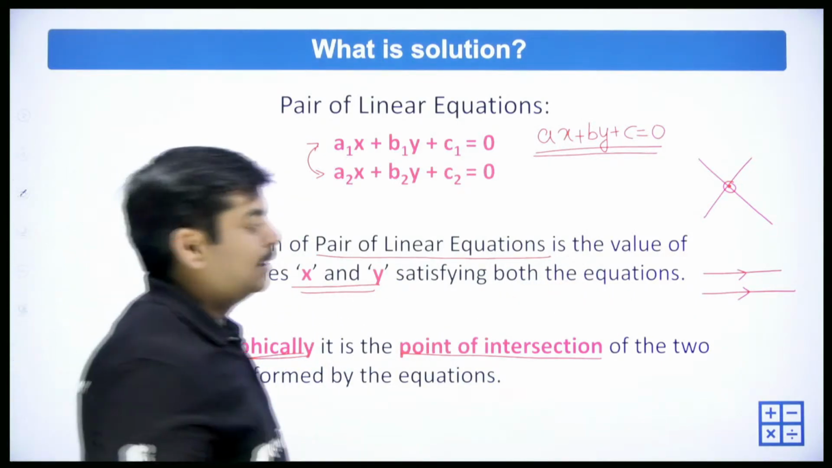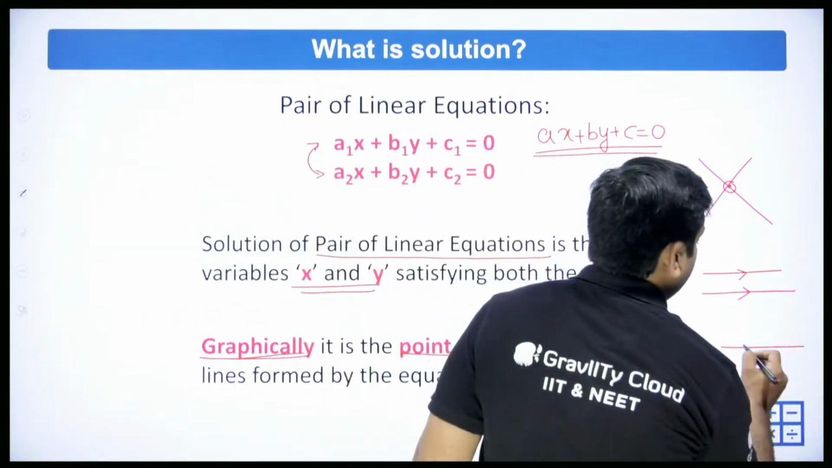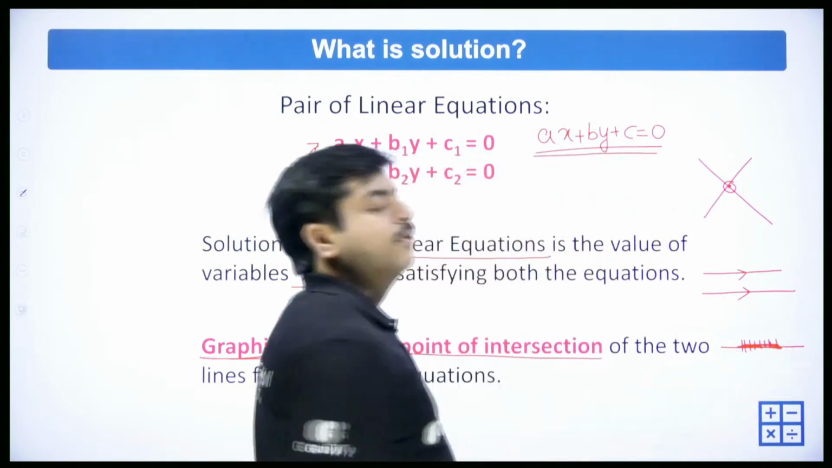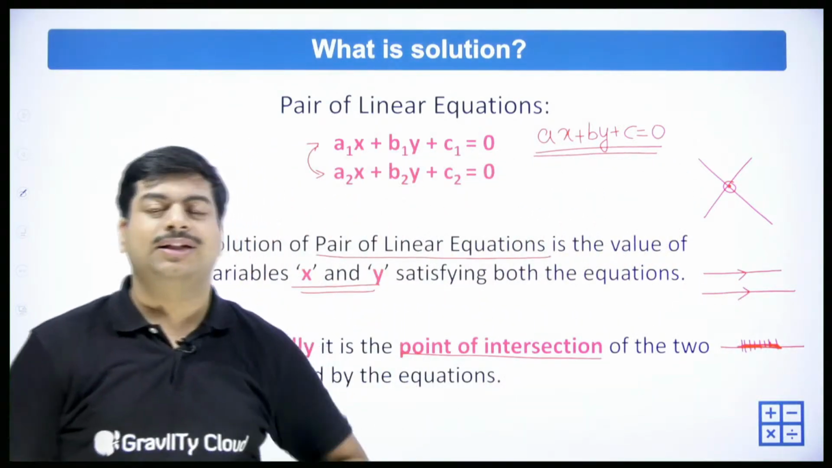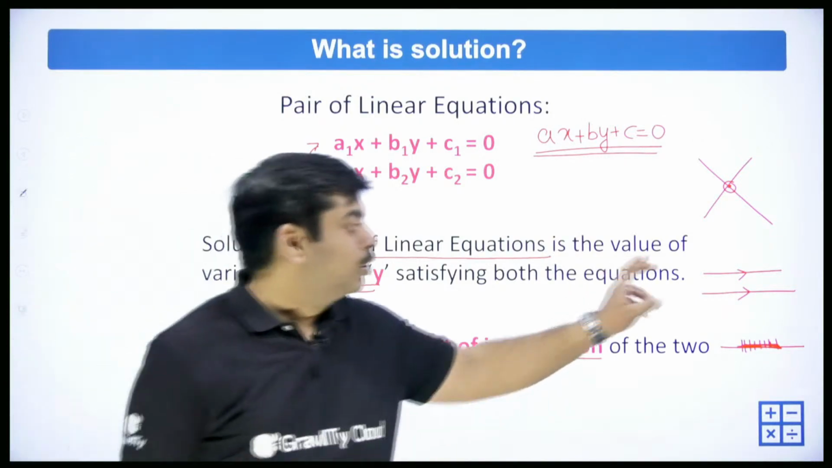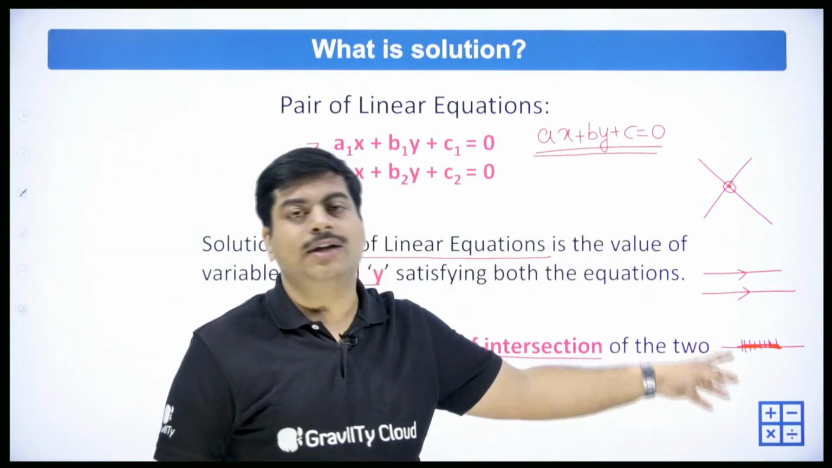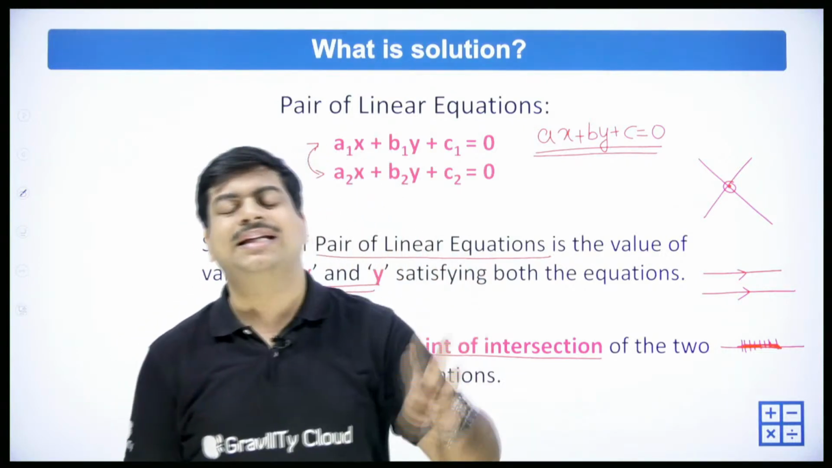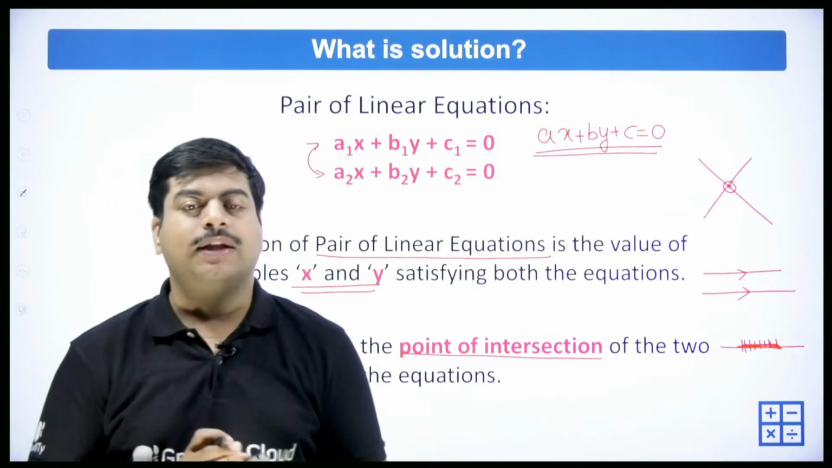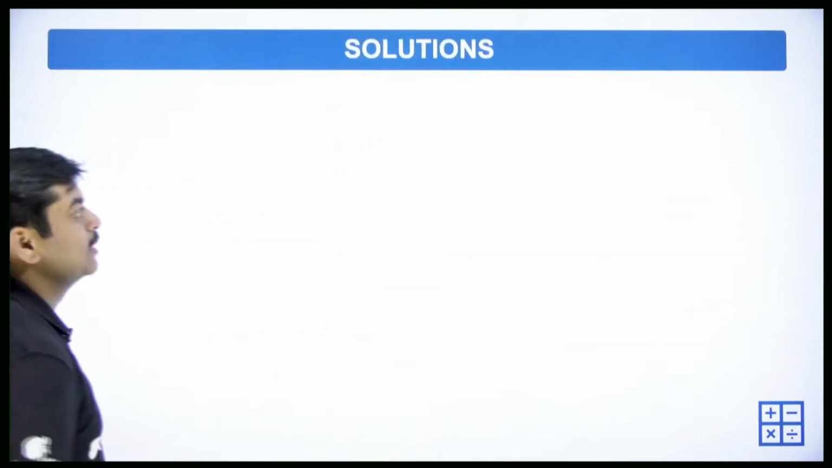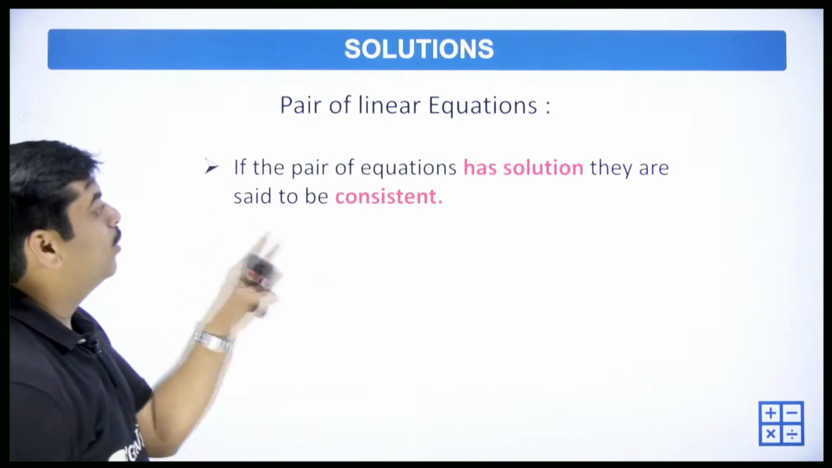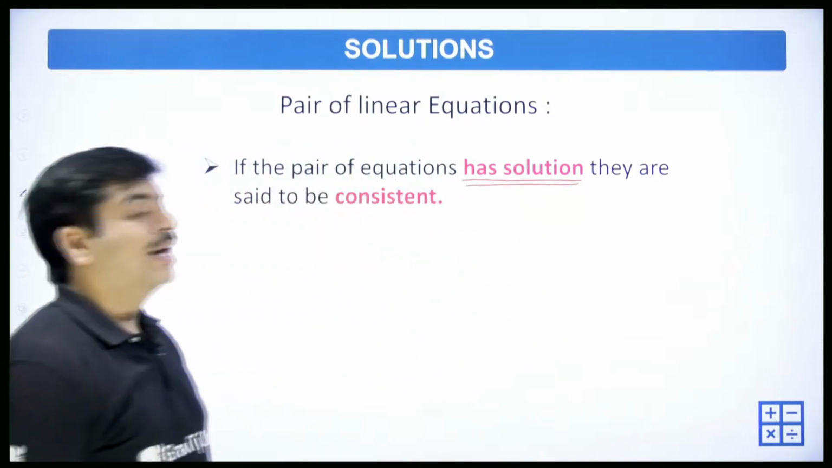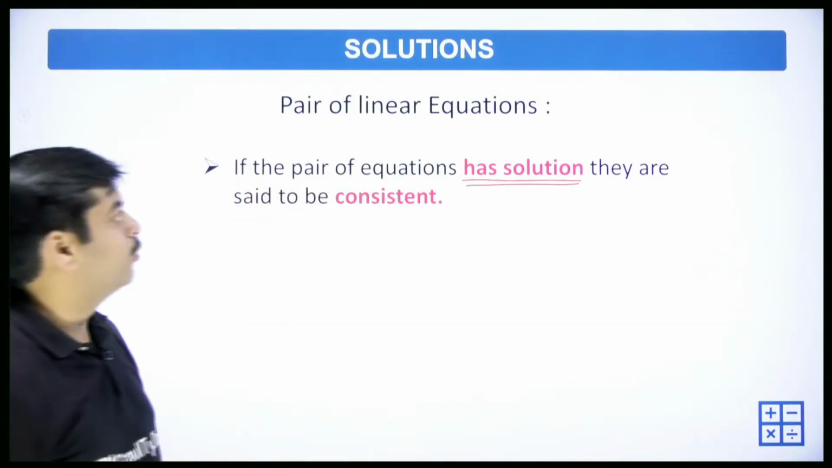And coincident lines will actually intersect at infinite points, and we get infinite solutions. You may have no solution, one solution, or infinite solutions. You will never get the case where you have exactly two solutions or exactly three solutions. In a pair of linear equations, we cannot get that. Okay, so let's discuss all those once again. If the pair of equations has a solution, that means they are consistent. What do we say?